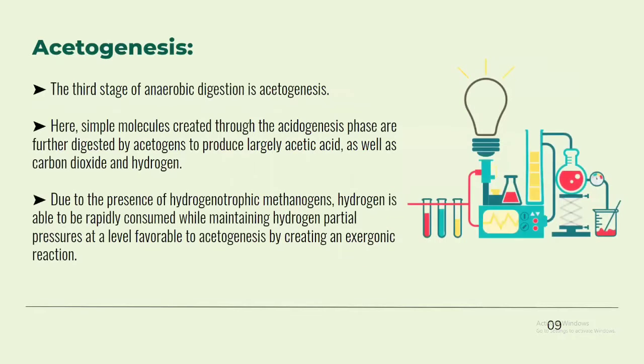The third stage of anaerobic digestion is acetogenesis. Here, simple molecules created through the acidogenesis phase are further digested by acetogens to produce largely acetic acid as well as carbon dioxide and hydrogen. Due to the presence of hydrogenotrophic methanogens, hydrogen is able to be rapidly consumed while maintaining hydrogen partial pressure at a level favorable to acetogenesis by creating an exergonic reaction.